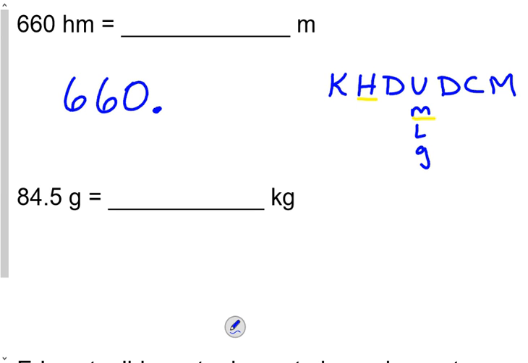So in the 660, we're going to have to move our decimal 2 places to the right. Here was the decimal. We move it 2 places to the right. Here's our new decimal, and we're going to cross out that one and put 2 more zeros. So we should get 66,000 meters.